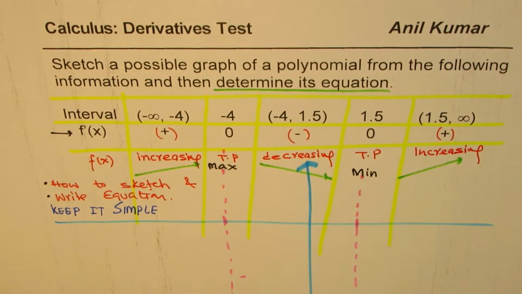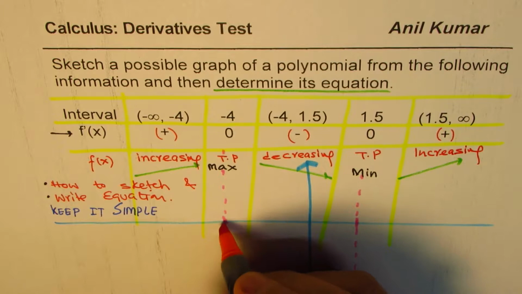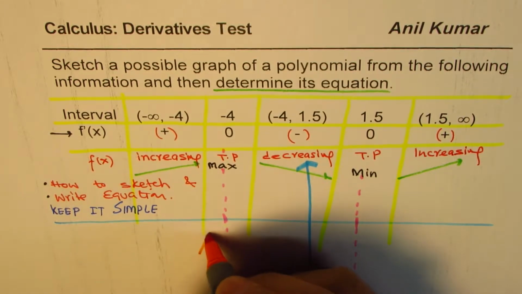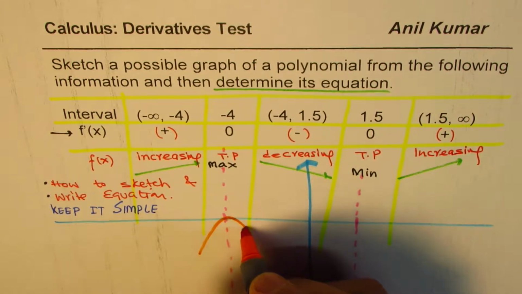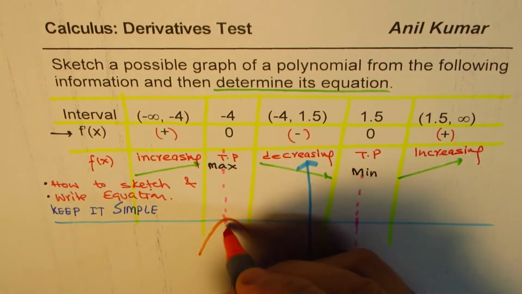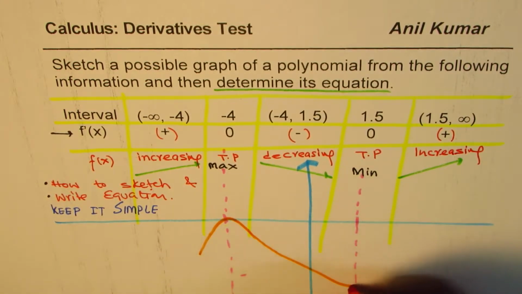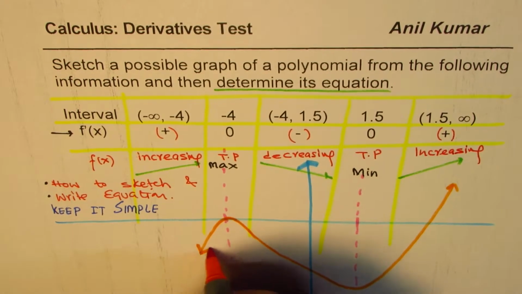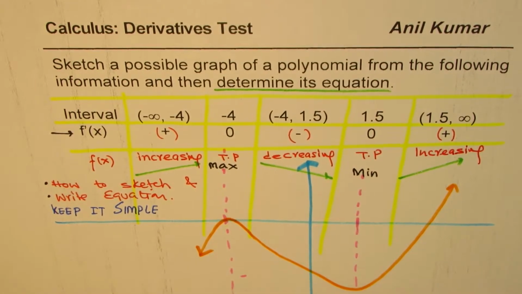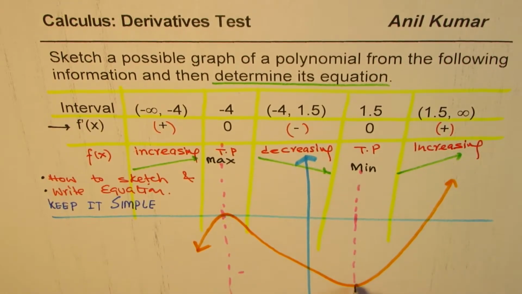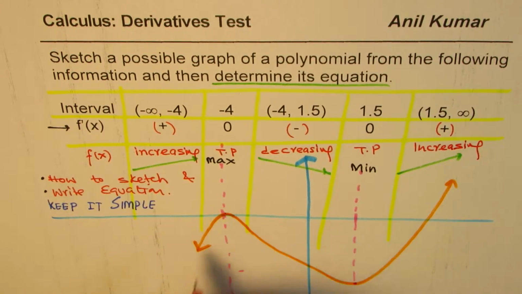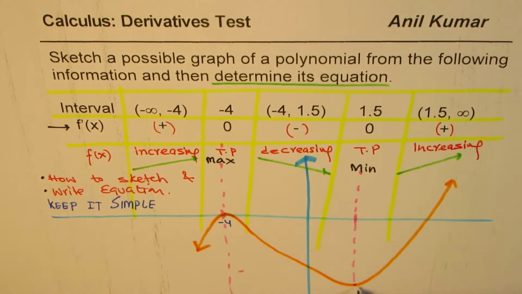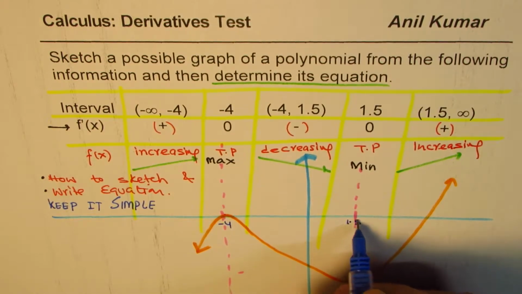Keep it simple, right? So what I will do here is sketch a graph which you'll find so amazing. We want to make a maximum here, so let this be the maximum, who cares, and let this be the turning point also, and then we just go down, and then we turn from here and go up. Let me push this a bit. This is my minimum, and that's my maximum. So my maximum here is at -4, minimum is at 1.5, right?